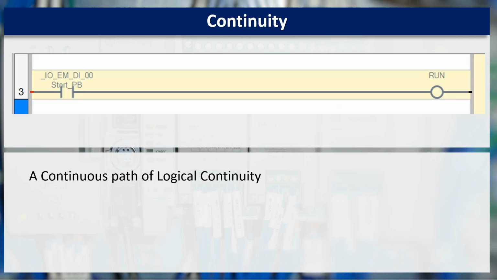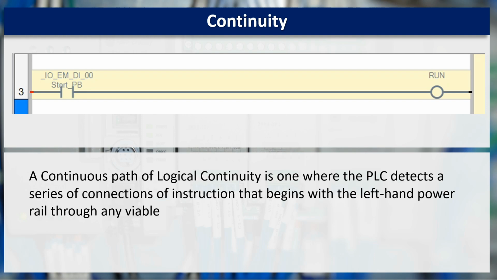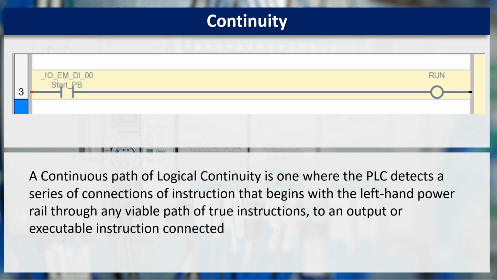A continuous path of logical continuity is one where the PLC detects a series of connections of instructions that begins with the left-hand power rail through any viable path of true instructions to an output or executable instruction connected to the right power rail.